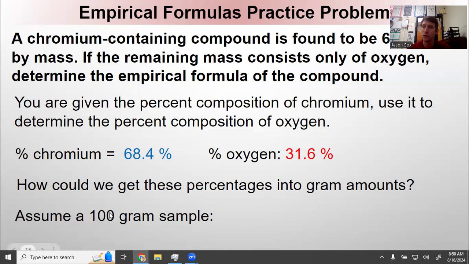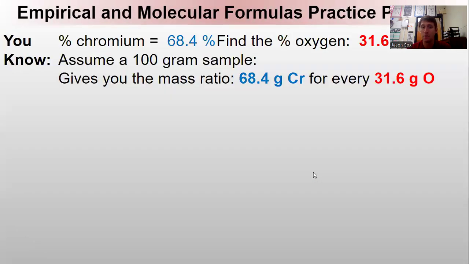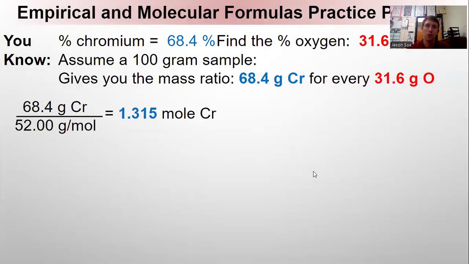This is our trick. If we assume a 100-gram sample, then we are going to make these percentages into the gram amounts. So that's rule number 1. Rule number 2 is I need to create a whole number mole ratio. So how do I do that? We're going to take the grams and convert it to moles using the bridge that's between them, which is the molar mass bridge. So we would look on the periodic table and find this right here.